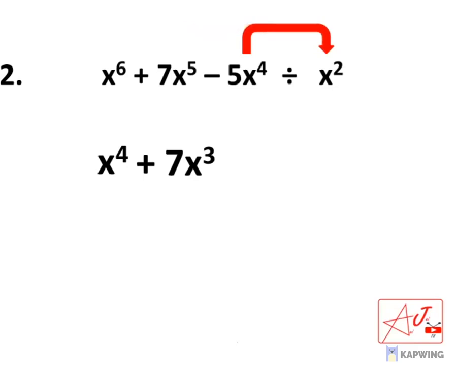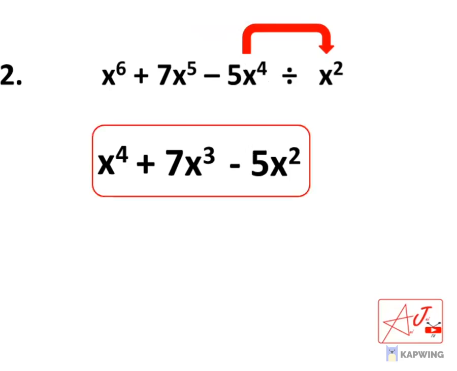Next, negative 5x to the 4th divided by x squared. So, again, ito po ay may 1 dito. Kaya ang i-divide natin ay 5 divided by 1. So, isang negative, isang positive. Kaya ang answer natin ay negative. So, 5 divided by 1 is 5. And then, 4 minus 2 is 2. So, ang ating final answer for this one ay x to the 4th power plus 7x cubed minus 5x squared.